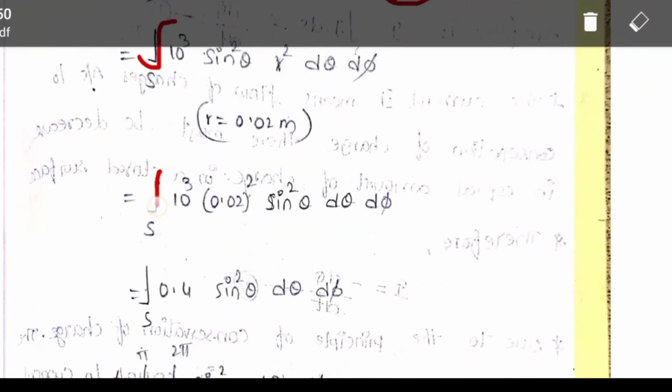Surface integral 10 cube r square, in the place of r square we substitute 0.02 square, sin square theta d theta d phi. Finally 0.02 square gives us 0.4 into 10 cube, so the answer is 0.4 sin square theta d theta d phi. Now 0.4 goes to the constant side of the integration. Now we apply the limits: theta from 0 to pi and phi from 0 to 2 pi, the limits in spherical coordinate system.